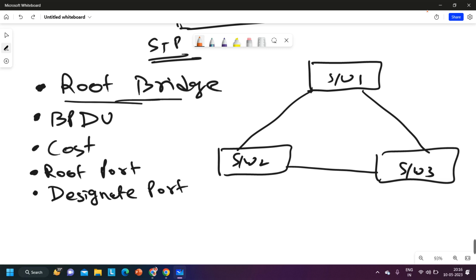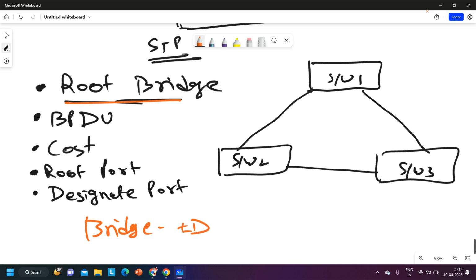So actually we are trying to design one logical topology from this physical topology, and that should be loop free. For that, we are going to select one switch as a root bridge first. Now question is, which switch will become root bridge? The switch which has the lower bridge ID. Now question is, what is bridge ID?